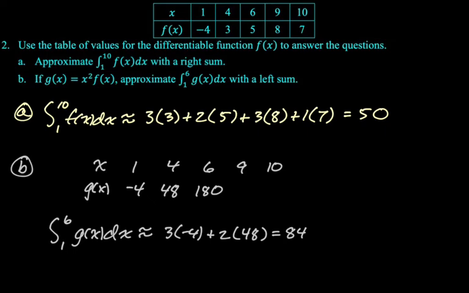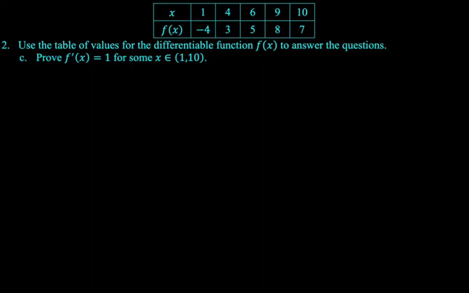All right, so new problem or new part of the problem. Use the table of values for the differentiable function. Oh, yeah, same thing. Prove f prime of x equals 1 for some x between 1 and 10. Since this thing is only differentiable and not twice differentiable, there's got to be some interval where the average rate of change is 1, so that we can use the mean value theorem and just go from there.